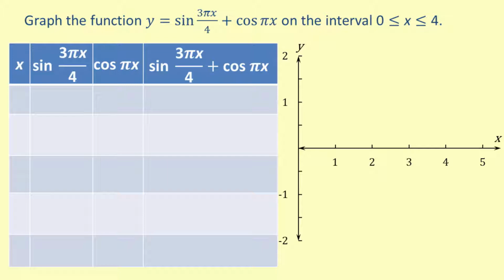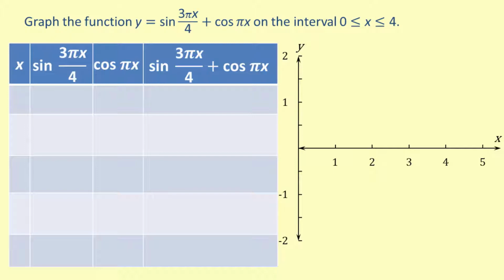Graph the function y equals sine of 3 pi x over 4 plus cosine of pi x on the interval from x is greater than or equal to 0 to x is less than or equal to 4. Notice that we will be graphing a sum of functions, so we can use the addition of ordinates method. Let's make a table of x and y values for sine of 3 pi x over 4, cosine of pi x, and their sum, sine of 3 pi x over 4 plus cosine of pi x. For convenience, we'll choose 0, 1, 2, 3, and 4 as our x values.